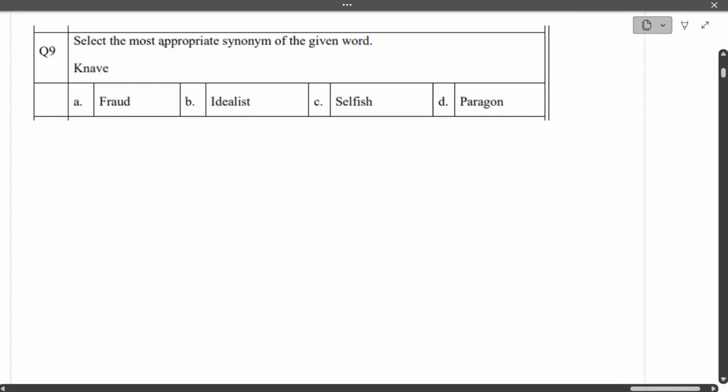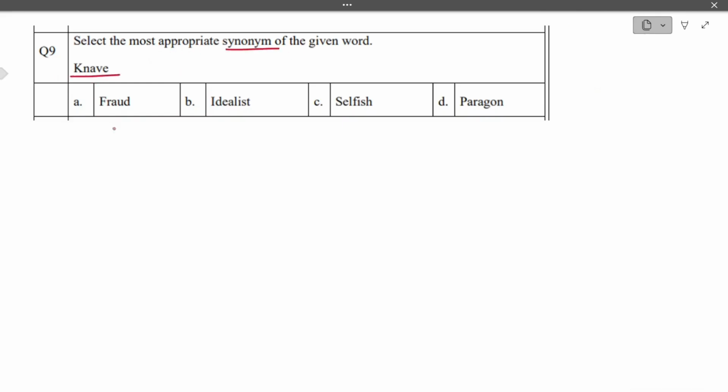So in this question, again, we need to find out the most appropriate synonym of the given word, and the word is knave. The options that we have are fraud, idealist, selfish and paragon. Let's see what can be the answer for this question. Before that, I'll tell you the meaning of the word knave.